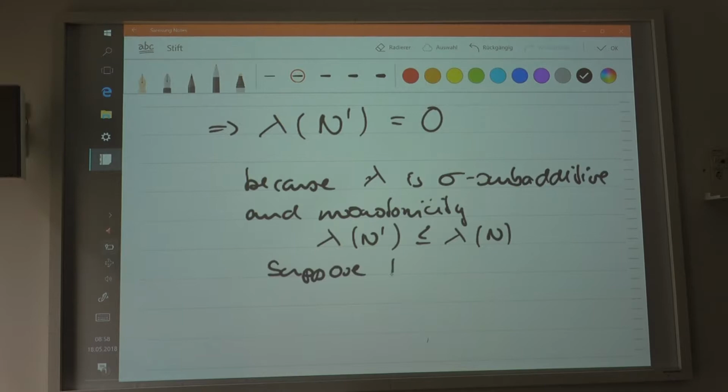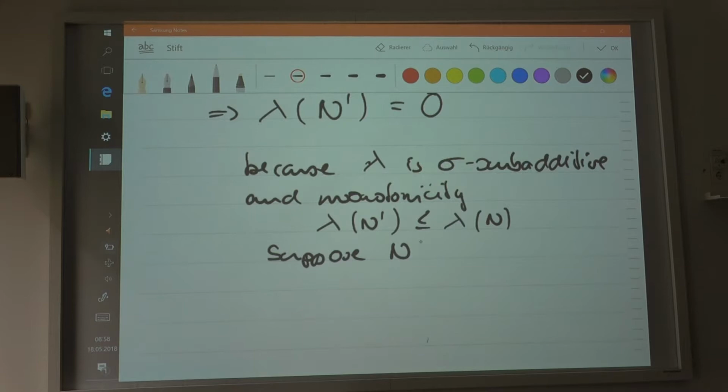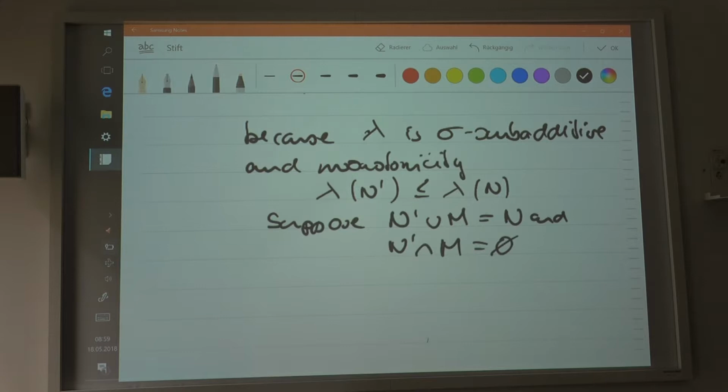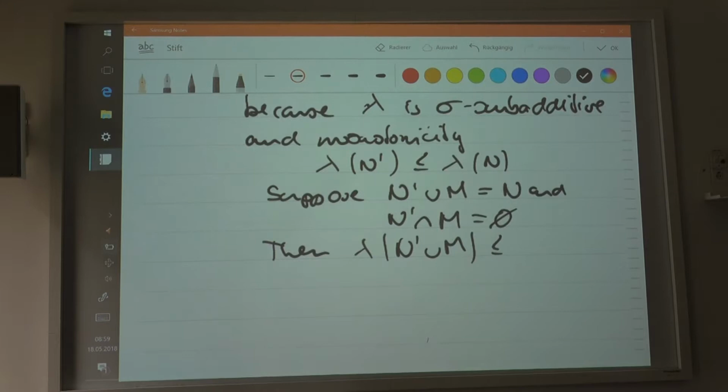Suppose N prime is a subset of M, and the union of M prime and M, for certain sets, is equal to, let's say, N, and these two sets are disjoint. In that case, you would also have that the image of this union cannot be greater than the sum of the images.